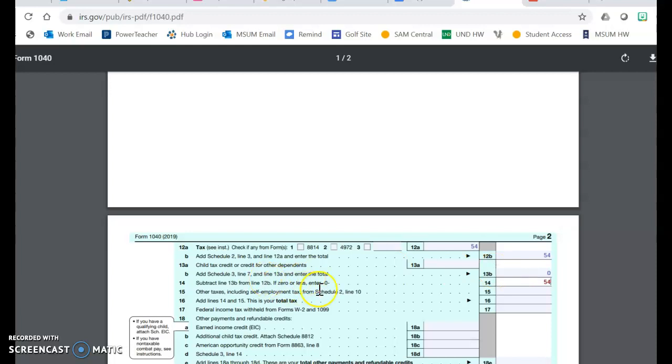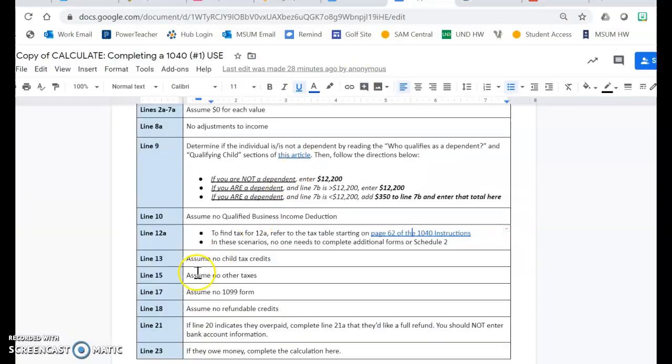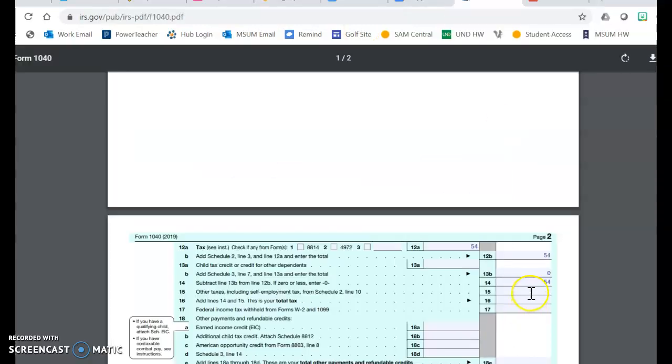Line 15, other taxes. So we look back over here, it says assume no other taxes that this person has to pay. So for 15, we are also going to put 0. For line 16 it says add lines 14 and 15. Well, 54 plus 0 is just 54.